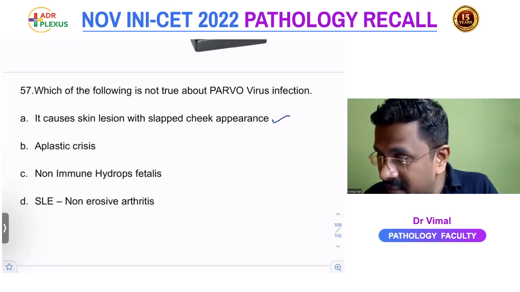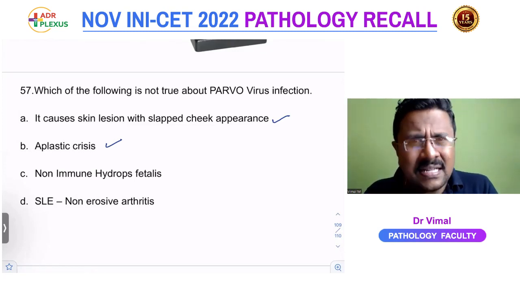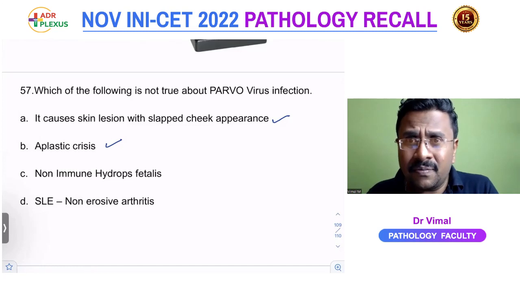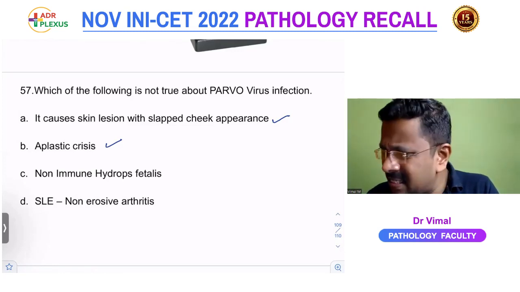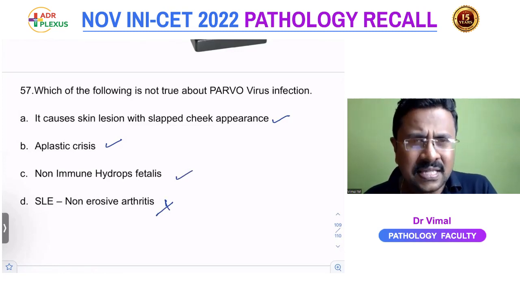And parvovirus causes aplastic crisis, especially in hemolytic anemias and especially in sickle cell anemia. Aplastic crisis is caused by parvovirus infection. And also remember that parvovirus can cause pure red cell aplasia. And non-immune hydrops: during pregnancy, parvovirus infection can result in non-immune hydrops. Whereas the other option, SLE-like non-erosive arthritis, is not seen in the case of a parvovirus infection. So this will be the correct option in this question.